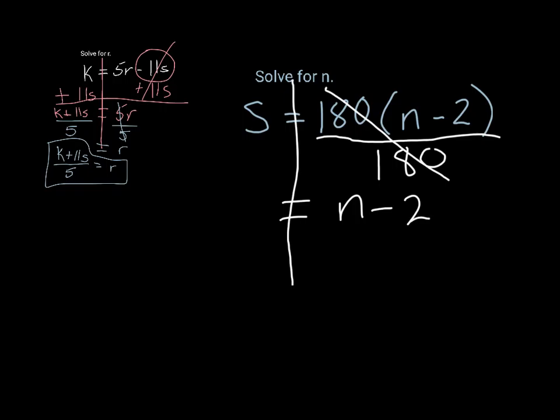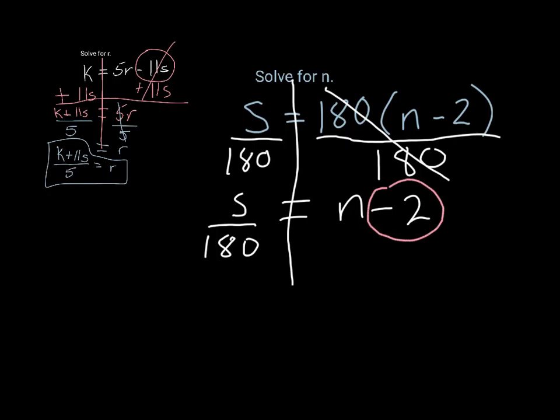Okay, but whatever I do to one side, I have to do to the other. So I'm going to have to divide the s by 180. Once again, I'm not going to get an actual value, but I'm going to get an expression. So s over 180, or s divided by 180. We still want to get this n by itself, but this n has a minus 2 attached to it. So to cancel that minus 2, we're going to add 2. I want to add 2 here, and I'm going to add 2 to the left side.